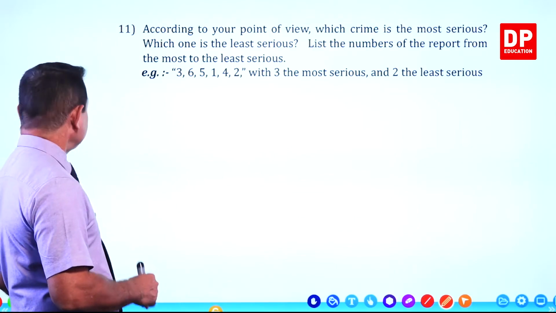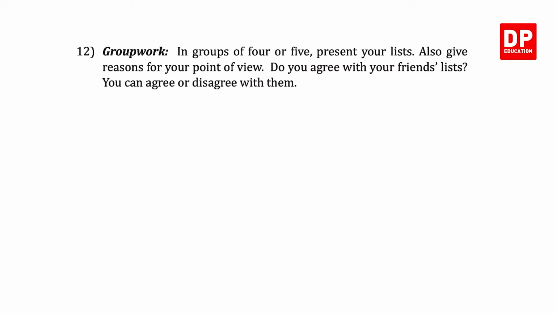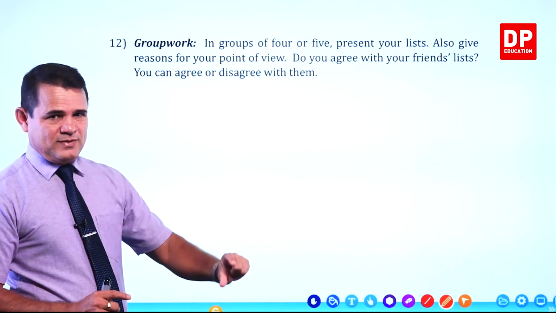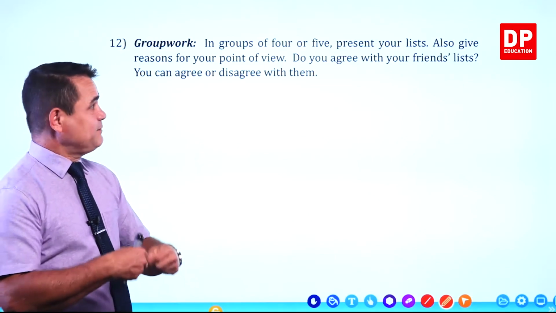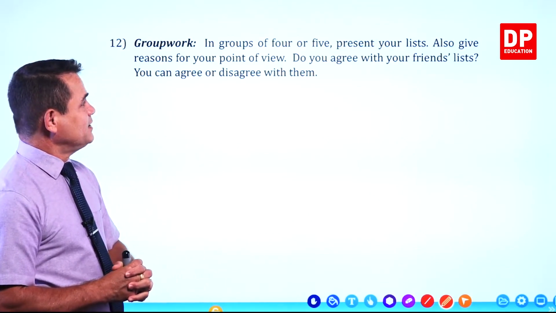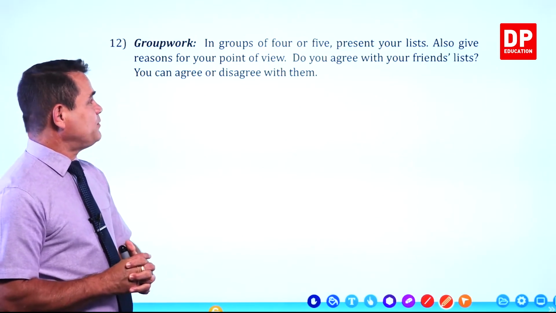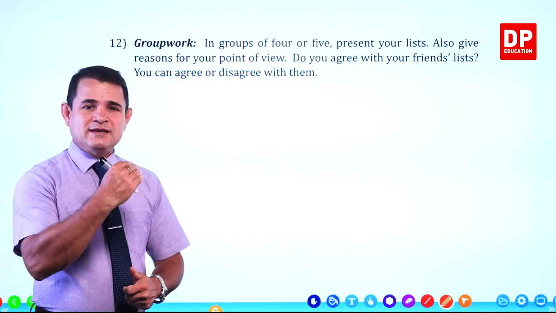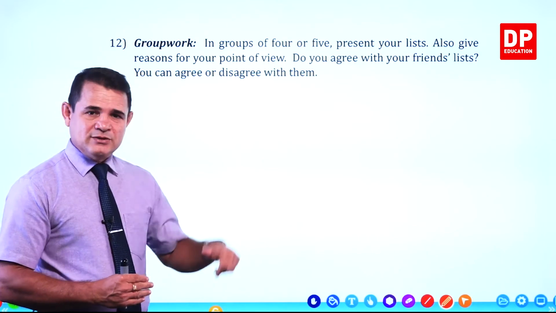Right? Next one, another group work. In groups of 4 or 5, once again, groups of 4 or 5, present your lists. Now you have made an order. This is the most serious and this is the next. Likewise, you made an order, present it. Also, give reasons for your point of view. You have to tell why you have ordered in that way.